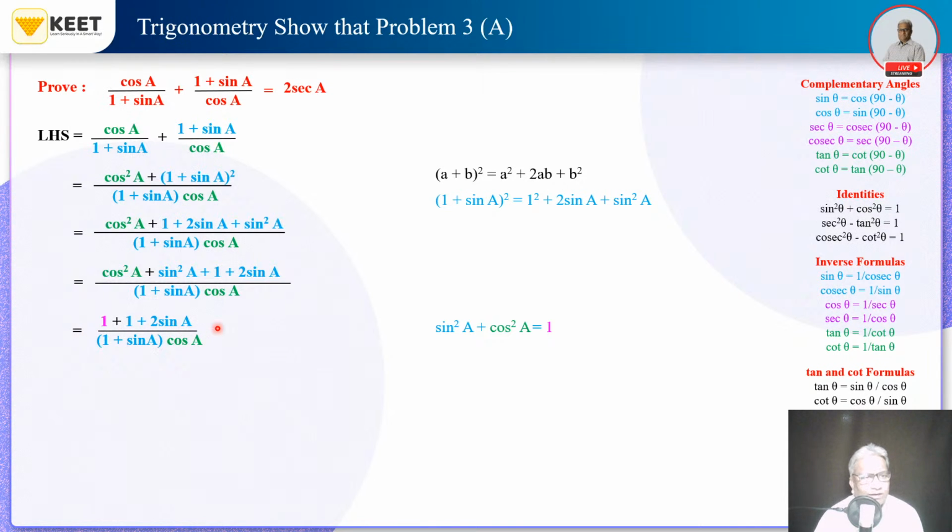Now in this numerator you have 1 plus 1. So just add this up and keep the rest of the thing as it is. So it will be 2 plus 2 sin A. So that is 2 plus 2 sin A.